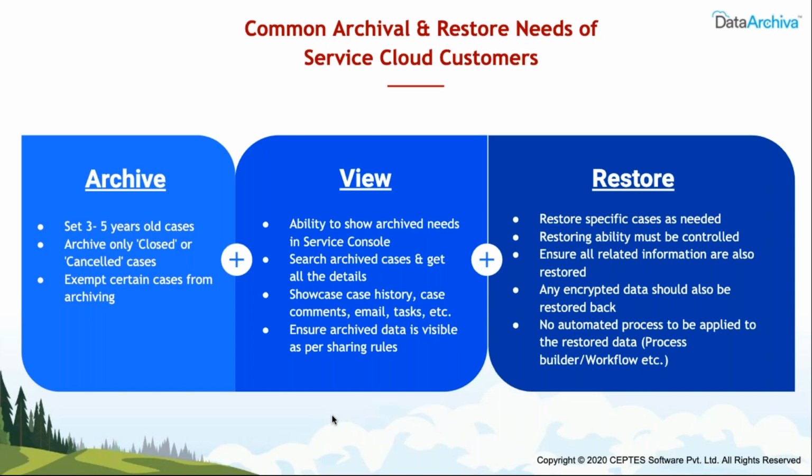And for some reason, if you are keeping some PII information, which is personal information of the customer, in an encrypted format in the archive as well, you need to bring it in a decrypted format so that they can do some processing on that. And the final part is, when you're bringing that case record back, technically the same case number doesn't come back, it comes as a new record, but no automated process has to run on those restored data as well.